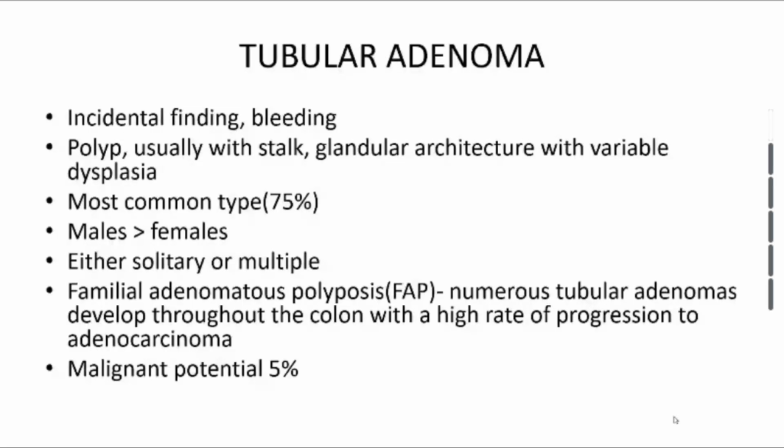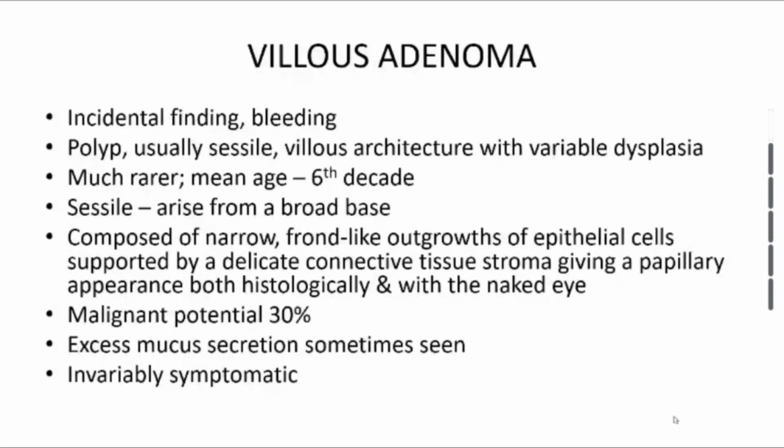Usually they have a very high rate of developing adenocarcinoma, so they're likely to develop colon cancer. The malignant potential for a tubular adenoma is around 5%. But of course, when you have familial adenomatous polyposis, the risk is higher.